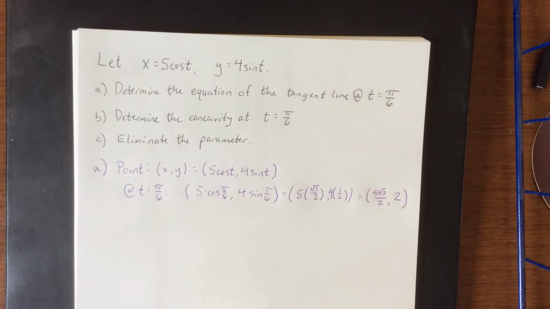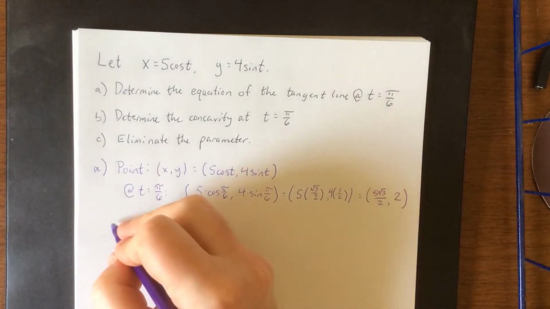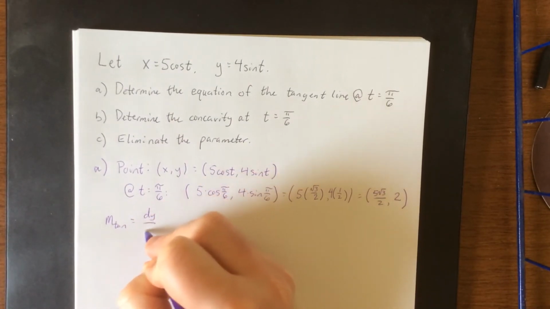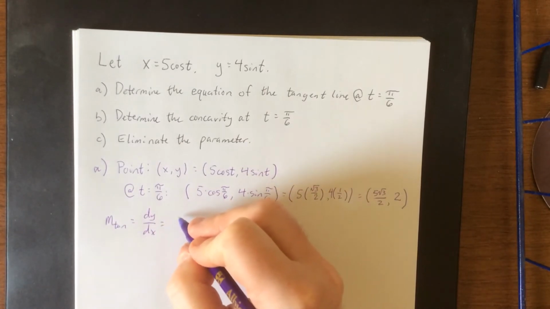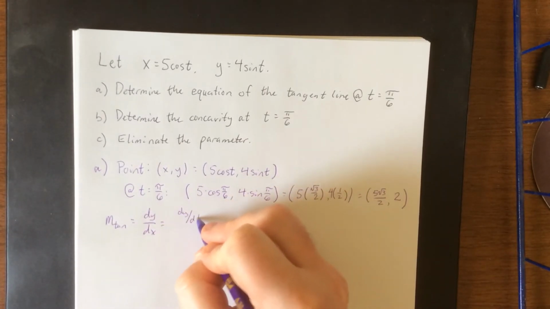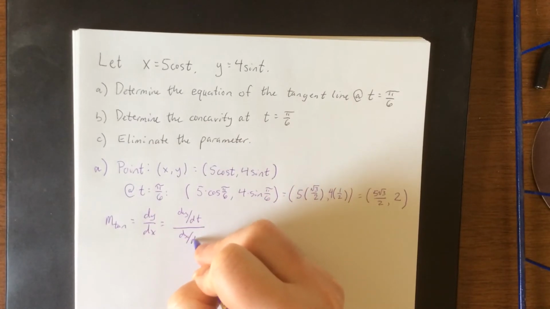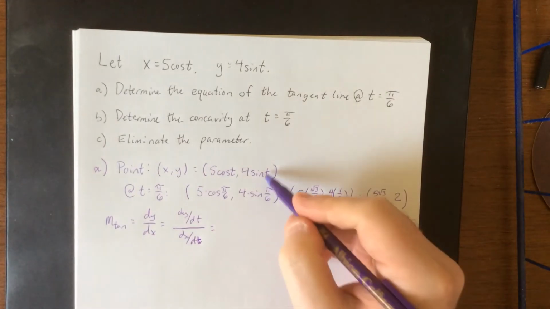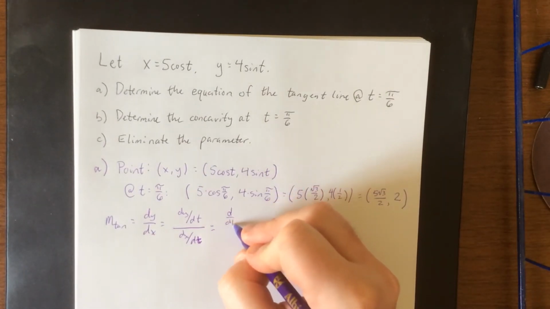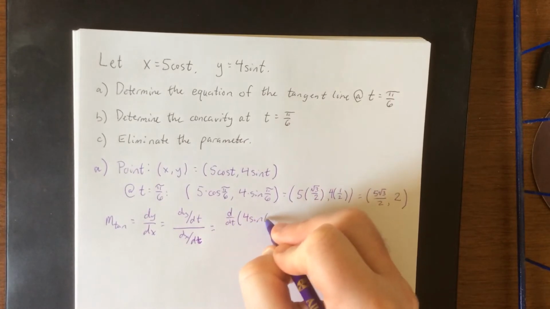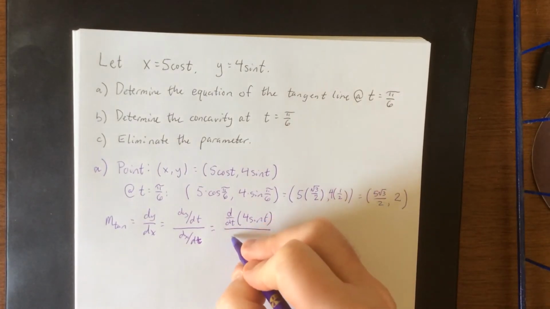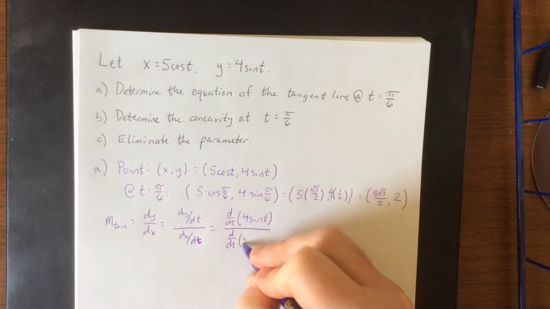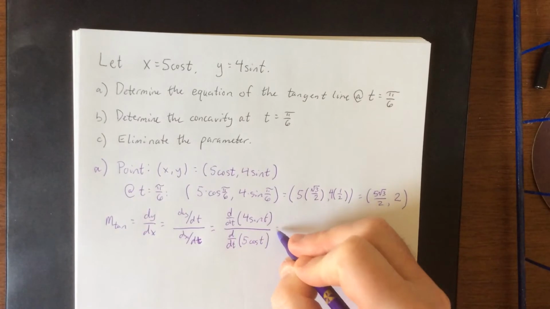Now that we have the point, let's get around to finding a derivative. So for the slope of the tangent line, we are going to need dy over dx, which is going to be dy over dt divided by dx over dt. Now dy over dt, that's going to be the derivative with respect to t of 4 times the sine of t, and we'll put that over the derivative with respect to t of 5 times the cosine of t.